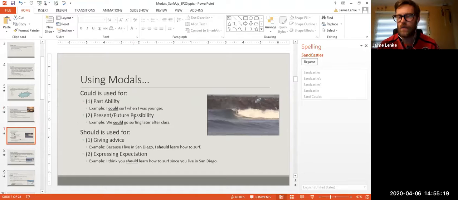Could, we use it for past ability or present or future possibility, right? So you could have attended some of our workshops in March that we had on Zoom, or you could attend more Zoom workshops this week. So you have some future possibility. Some advice, right? You should attend some more workshops. I think there's one on how to use sources, and I think Dr. Kushkaki is going to do a workshop as well. So you should go to those. So it's advice and expectation, right?